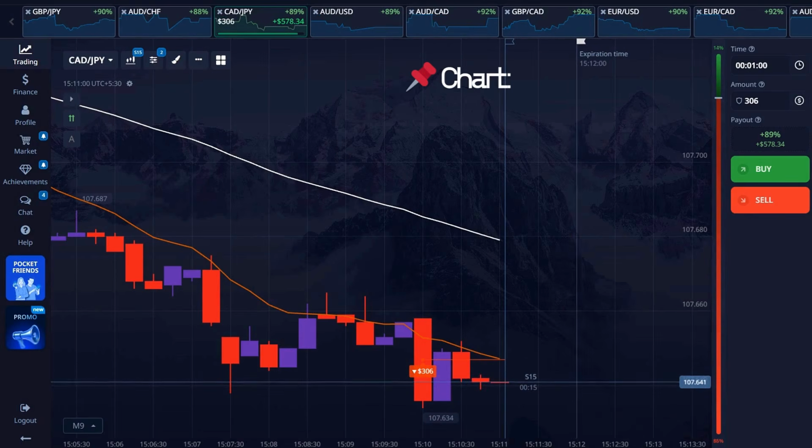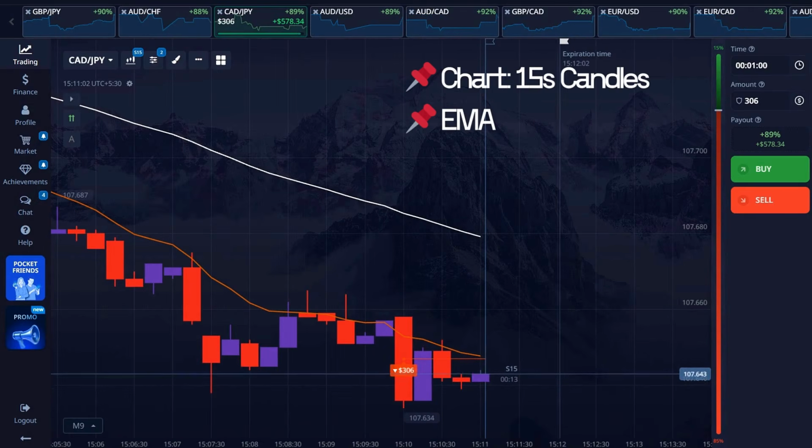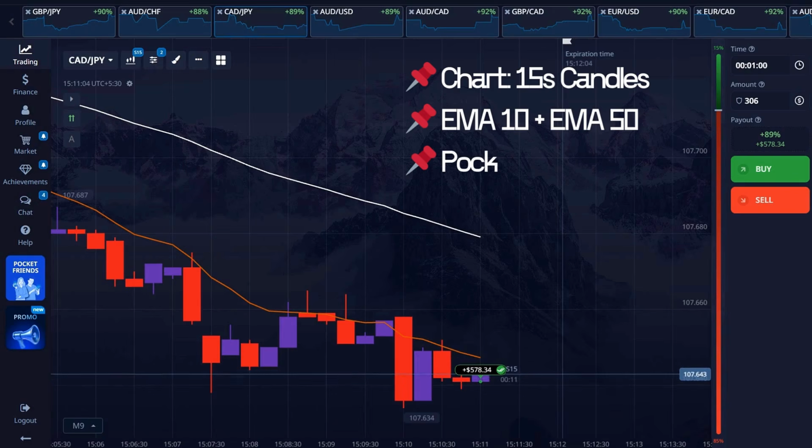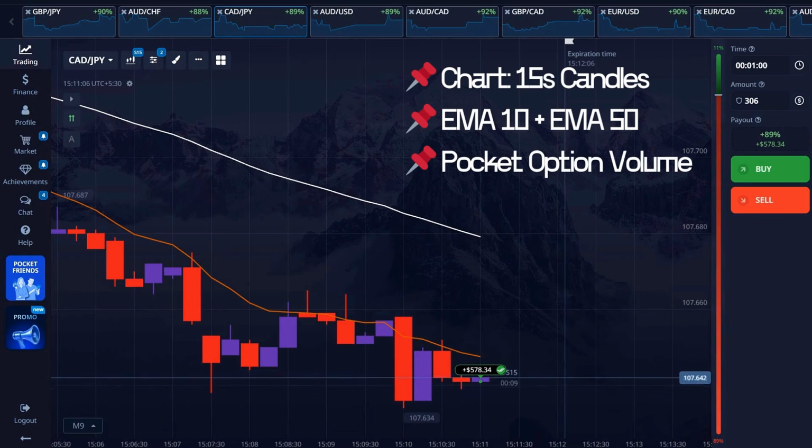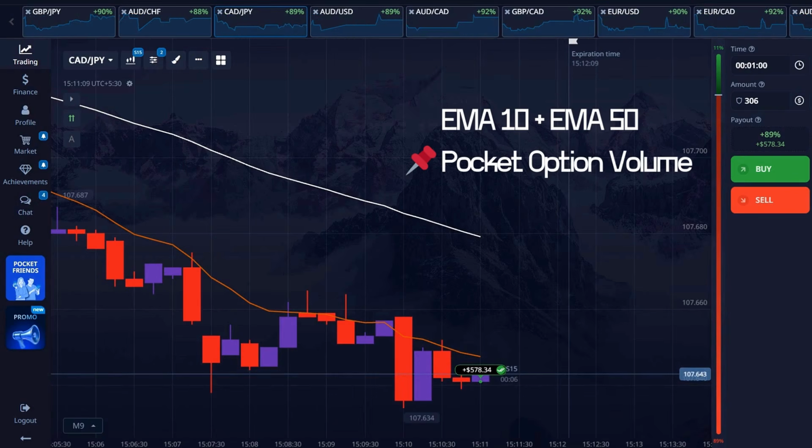The setup is very simple. We'll use 15-second candles, 2 moving averages, EMA 10 and EMA 50, and Pocket Option's built-in volume indicator.